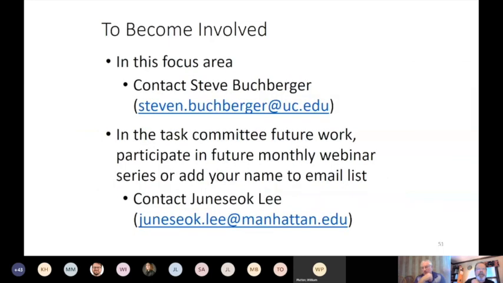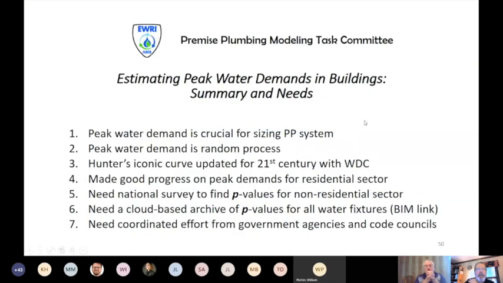Let me just summarize by saying, in my final slide here, this peak demand is crucial for premise plumbing systems. We know that the demand is a random process. We've updated Hunter's iconic curve, brought it into the 21st century with the water demand calculator, and we've made good progress, we think, in the residential sector. But we really haven't made much progress in the non-residential sector. So that's where we've got to get some information for non-residential. We need a coordinated effort really from government agencies for non-residential buildings.